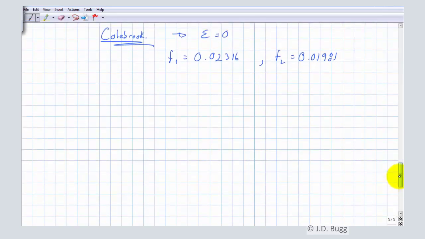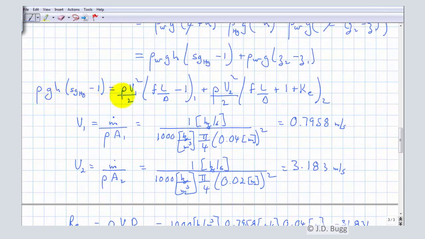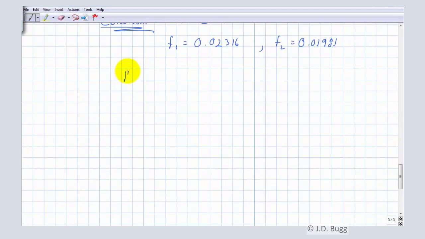So we now have everything we need. So everything in this thing is known now except this Ke. So we can substitute all that stuff in there. So if we calculate Ke from that equation, it works out to be 0.108. And remember, part of this answer is saying that that's based on the exit velocity.